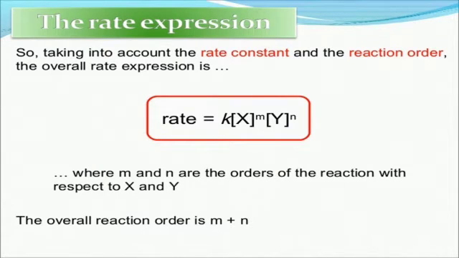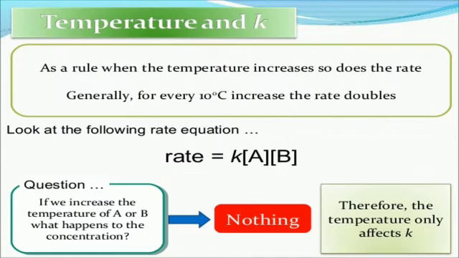The rate expression: an expression which shows how the reaction rate is related to concentration is called the rate law or rate equation. Here one rate expression is given: rate equals k, concentration of X to the power m and concentration of Y to the power n, where m and n are the orders of the reaction with respect to X and Y. That means the overall order of this reaction is m plus n.